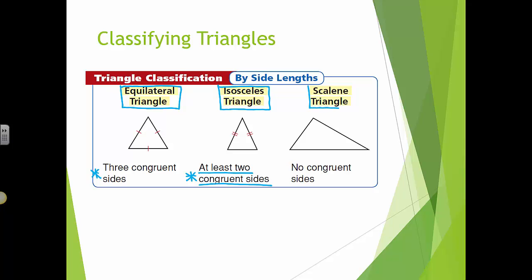And then the last is a scalene triangle. And a scalene triangle means that you have no congruent sides. Notice there are no congruent markings on that triangle.